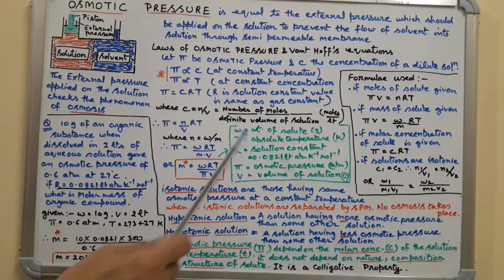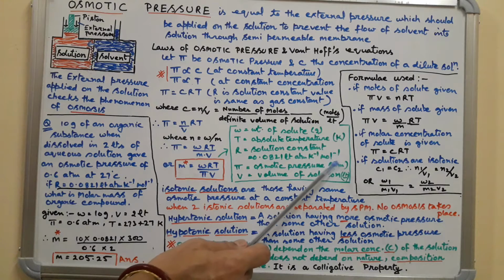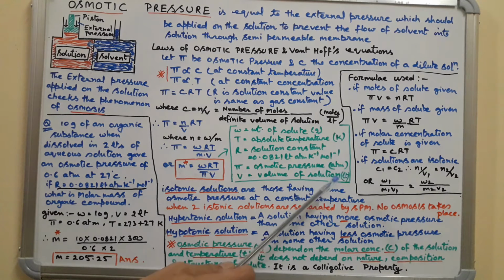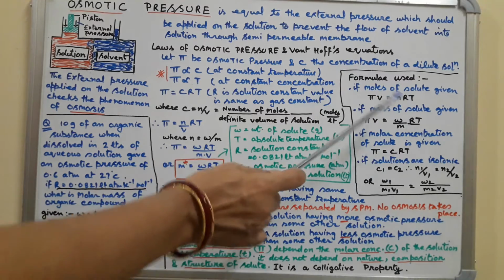Now let's see what is what. W is the weight of solute in grams. R is the solution constant, already mentioned. T is the absolute temperature in Kelvin. M is the molecular mass. Pi is the osmotic pressure in atmospheric pressure units. Then V is the volume of solution in liters. Now we can transform this particular formula in this way. That is the formula used here.